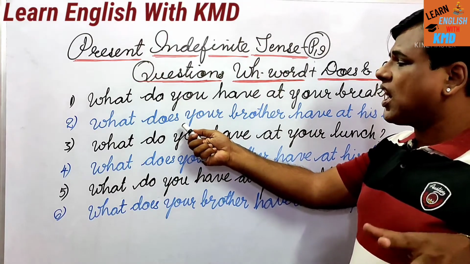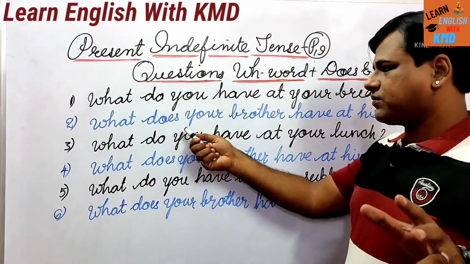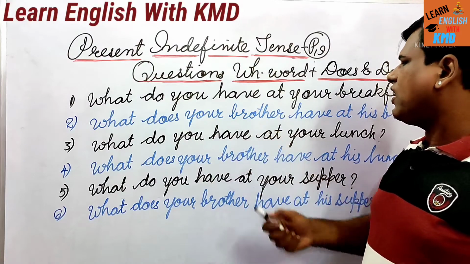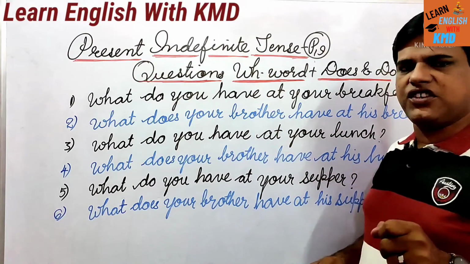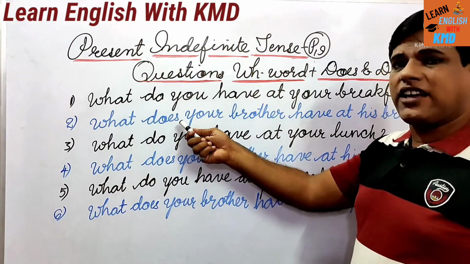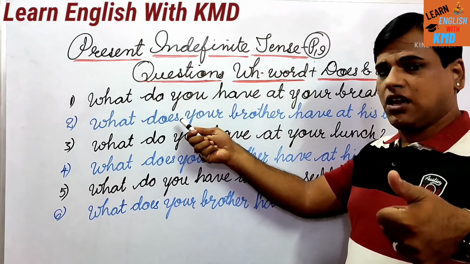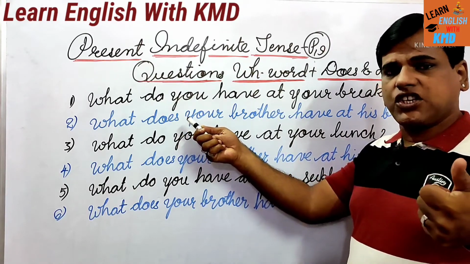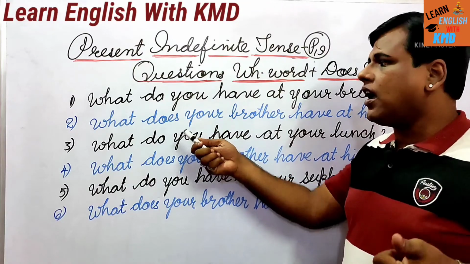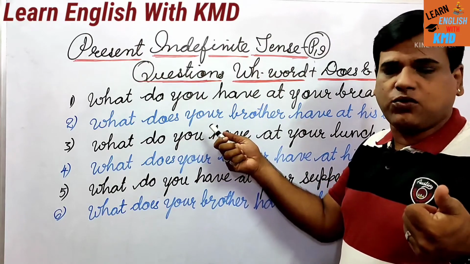The second question talks about third person singular brother. And the question goes like this. What does your brother have at his breakfast? What does? Why am I using does in my question? Remember, I'm talking about third person singular. I'm not talking about first person or second person. So the helping verb I'm supposed to use in the question is does, not do.